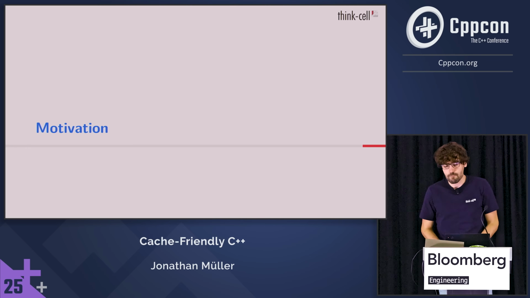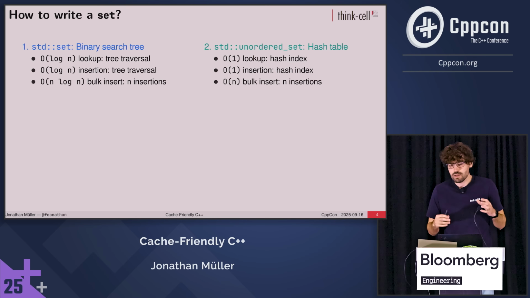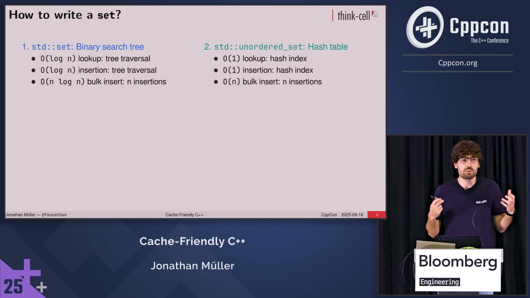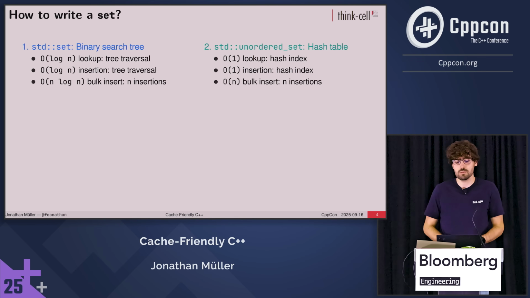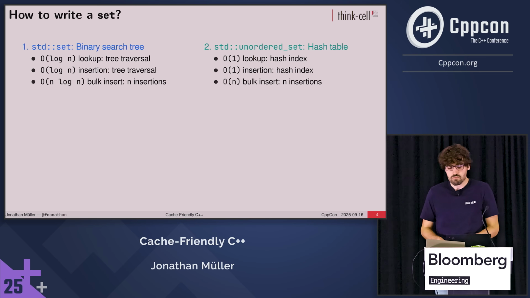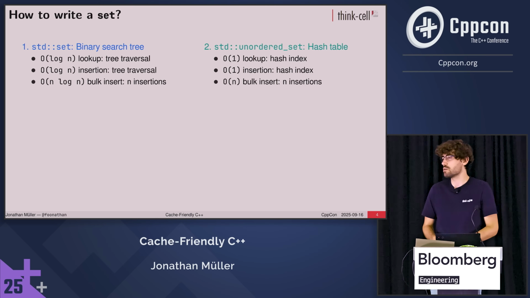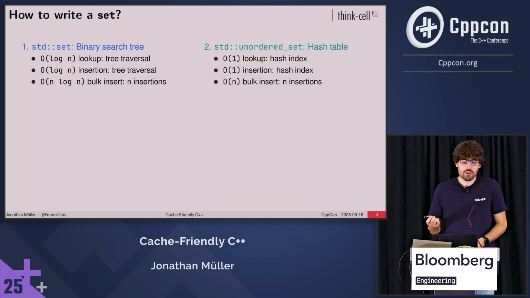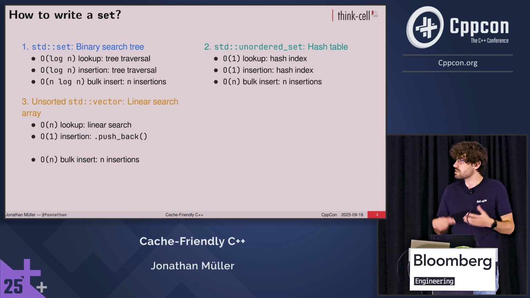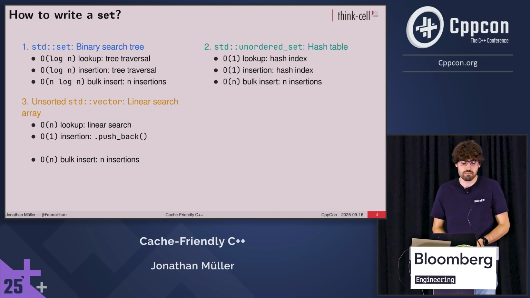So with that, why do we care about CPU caches? For motivation, let's consider the task of writing a set. The standard library provides two set types. We've got std::set, which is a binary search tree, so it has the classical O(log n) lookup and insertion, and std::unordered_set, which is a hash table, so it has amortized O(1) lookup and insertion. But we can also just simply use a std::vector. Once we have a std::vector, we just push back to insert elements, and then it's just an O(n) linear search in order to find something.